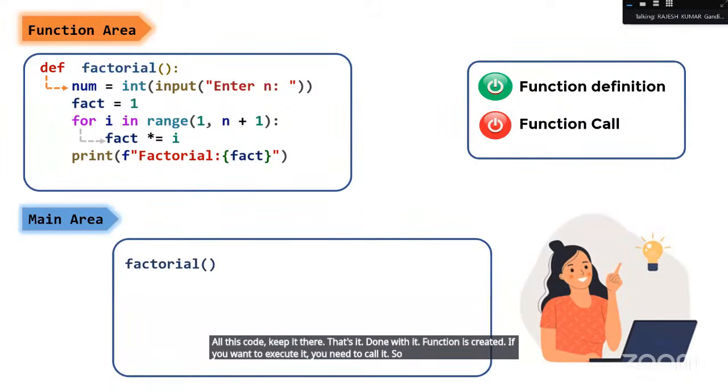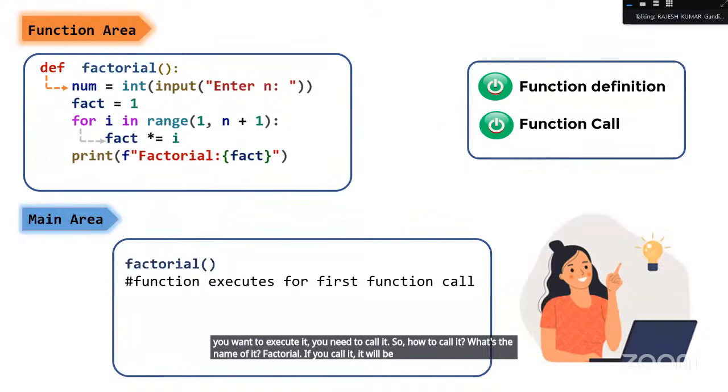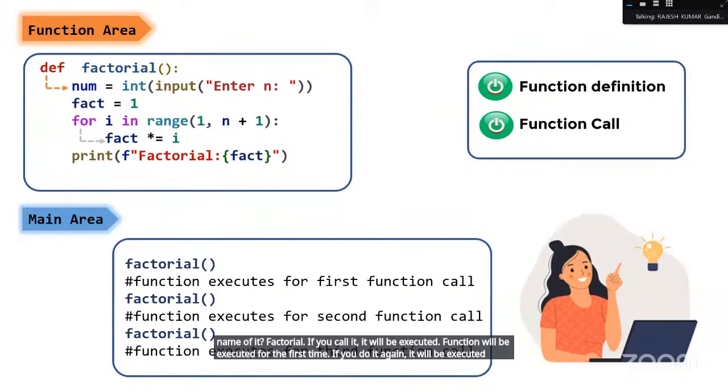If you want to execute it, you need to call it. So how to call it? What's the name of it? Factorial. If you call it, it will be executed. The function will be executed for the first time. If you do it again, it will be executed for the second time. If you do it again, it will be executed for the third time.